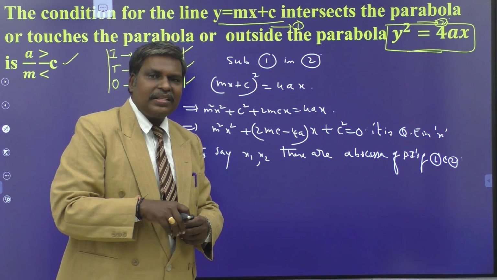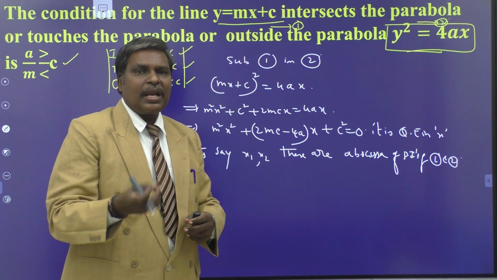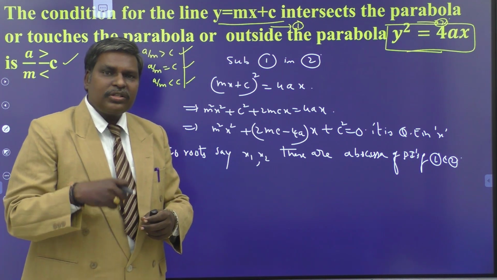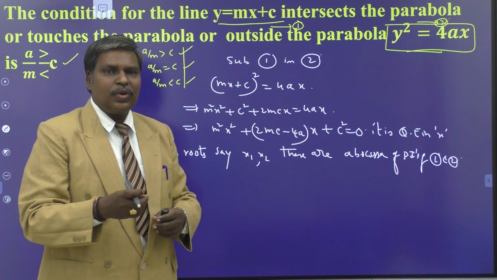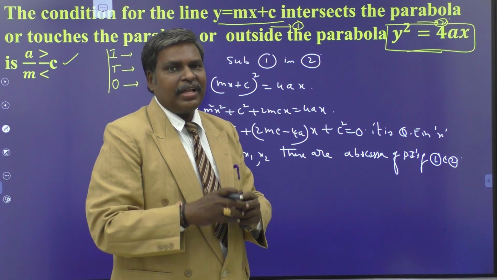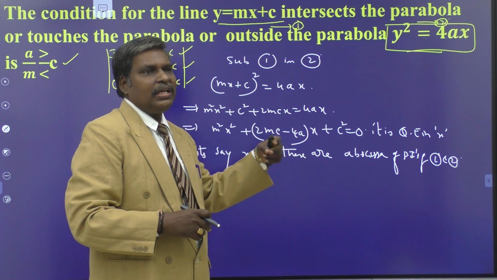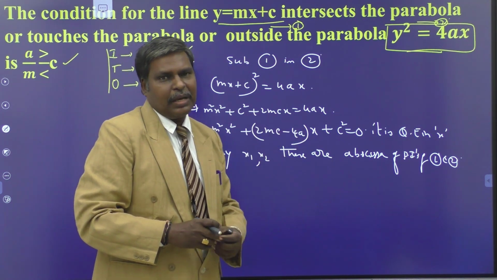If the roots are imaginary, there are no points of intersection of the parabola and the line. Also, there is no point of contact. That means what? The line is completely outside the parabola. From the nature of the roots itself, we conclude the nature of the line with respect to the parabola.